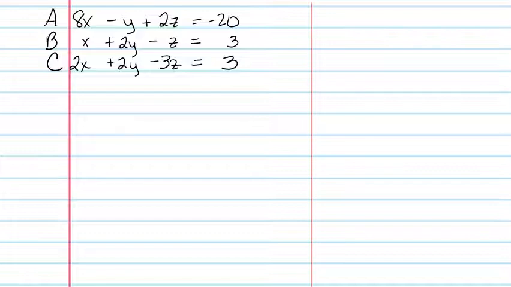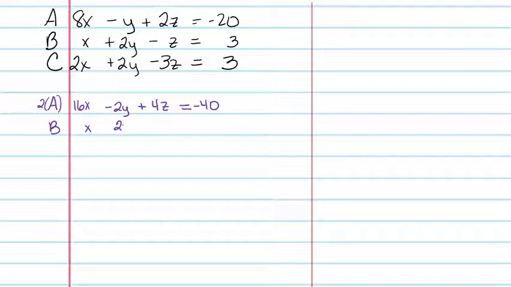So I'm going to take my first equation, equation A, and I'm going to multiply it by 2. The whole equation A multiplied by 2. So that's going to give me 16x minus 2y plus 4z is equal to negative 40. Then I'm going to take equation B and combine those two, or add those two. This is another reason why the method is called the addition method.